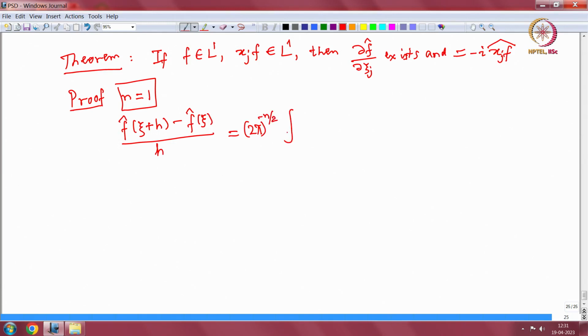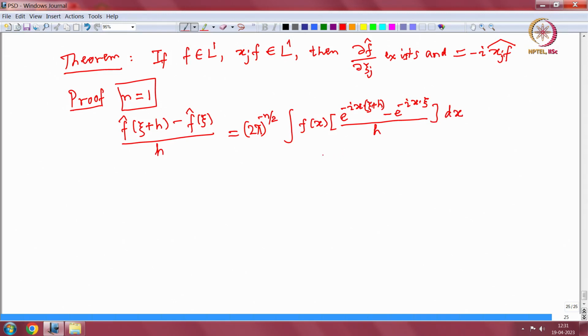Okay. So, let me write that: e to the minus i x (j plus h), minus e to the minus i x j, this is just from the definition. Since I am working only in n equal to 1, this is just a product of real numbers. So, let me do the simplification here itself.